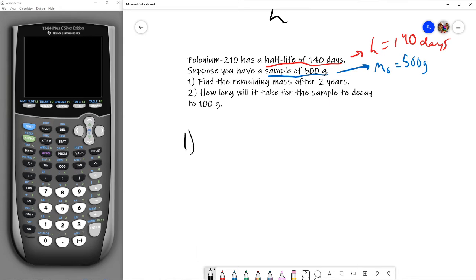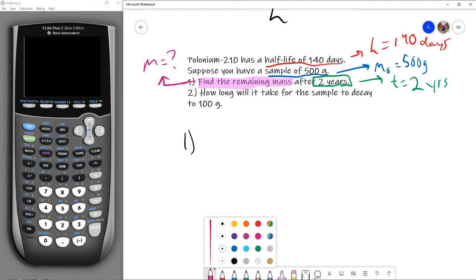So now we can look at question 1. We're asked to find the remaining mass after 2 years. So this means we want to know what m equals, and we are told that time is 2 years. So this is t is equal to 2 years.